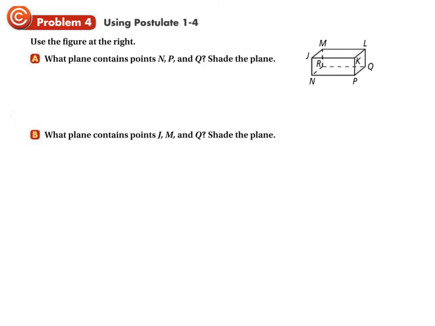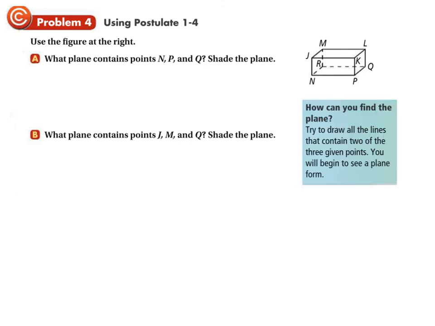Okay, so we're going to try to use postulate 1-4 to identify planes that contain certain points. Use the figure at the right. For A, what plane contains N, P, and Q? Here is N, here is P, here is Q. Okay, and you could shade the plane to figure it out. Now, where is that plane?